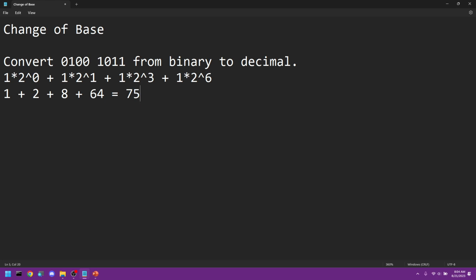It can be a little tedious, especially if you're converting a word that's 20 bits long or something like that. But it is very easy. If you do not know your powers of 2, you should know them up to 16. But if not, there's no shame in just using a calculator to figure this out.